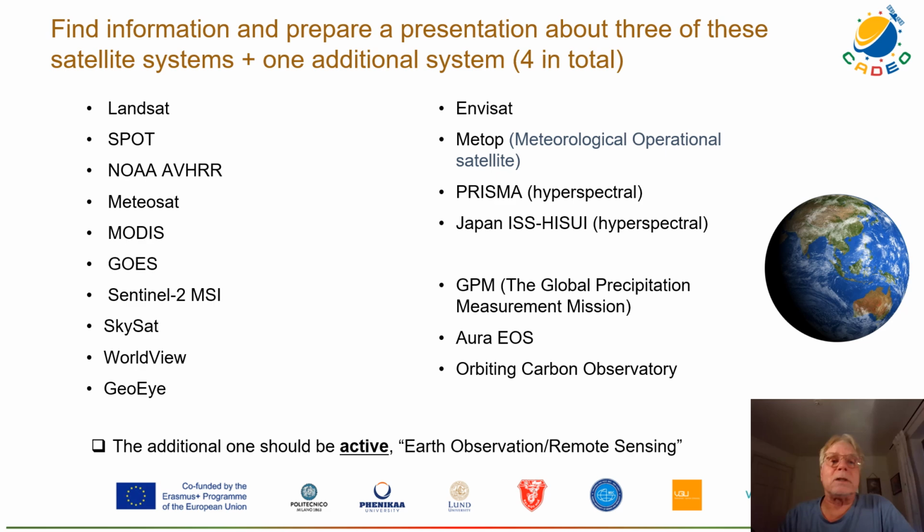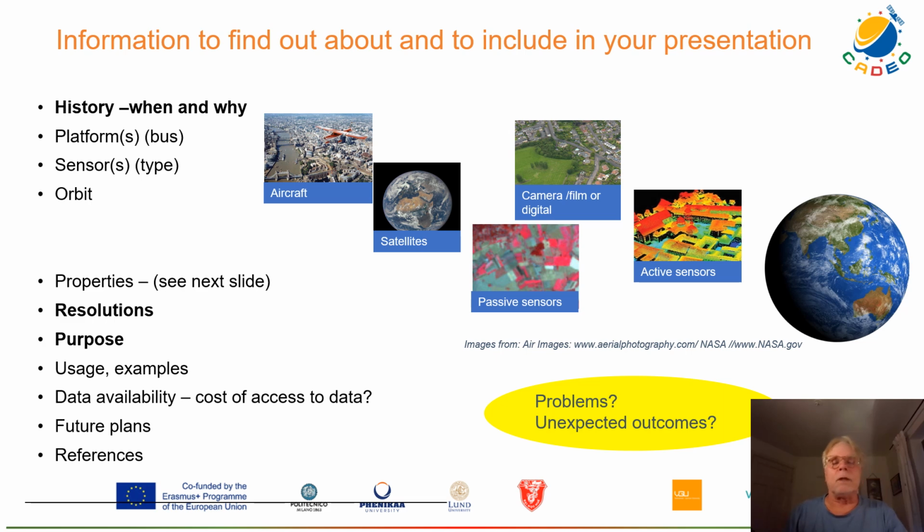And your task is now to find information about 3 of these systems that we have here on this page, and then 1 additional system, so 4 in total. And the additional one should then be an active Earth observation remote sensing sensor. Okay, so you will find information about 4 different sensors, and then you will present this through a seminar or write a report about it.